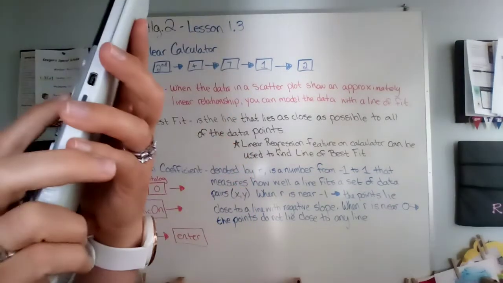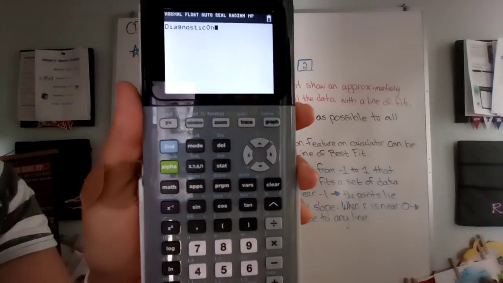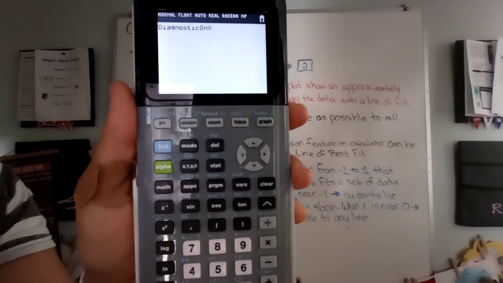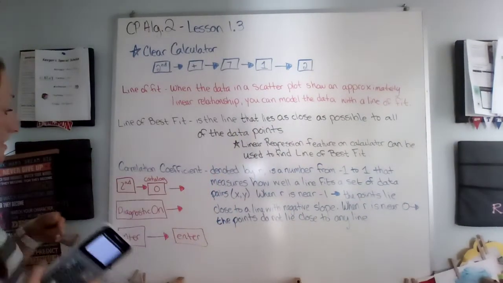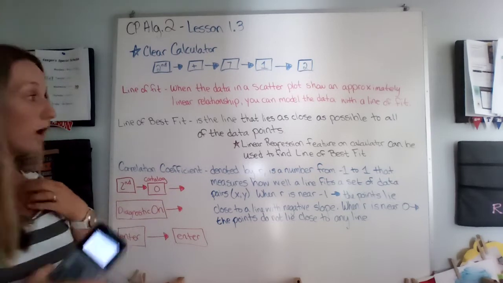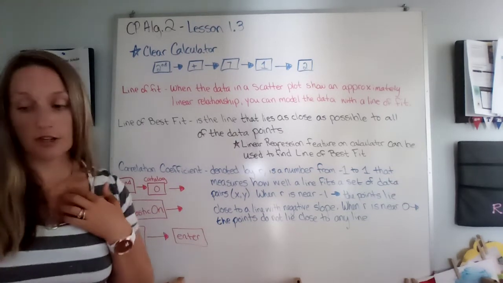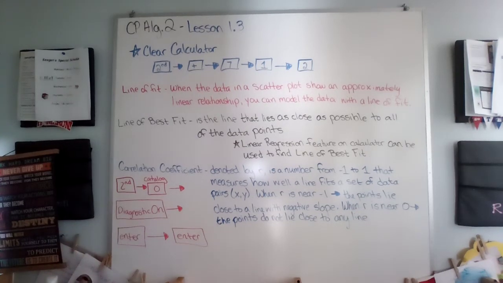Am I there? Yeah, diagnostic on. Once you're there, you're going to push enter. It says diagnostic on, but you have to push enter a second time until it says done. Now that's going to give you the R value. If you forget to do this, the R value won't show up when we use our linear regression feature, and I'll remind you of that when we do our first problem, okay?